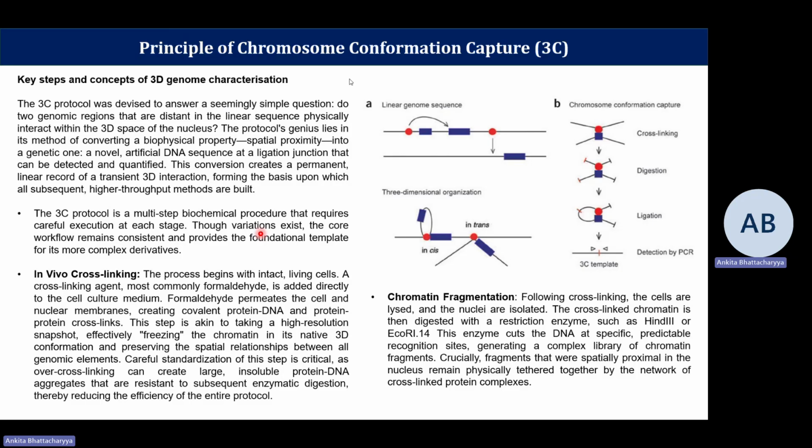So think of it like this. If you look here, it will be difficult to ligate these ends because they might be completely different. But instead, if I have two ends which have been digested with the same enzyme and therefore the ends are compatible, they have nice overhangs which are able to readily ligate to each other, then that would be a more favorable condition. That includes enzymes like HindIII, EcoRI, etc. And it obviously cuts DNA at very specific predictable recognition sites, which creates a very complex library of chromatin fragments.